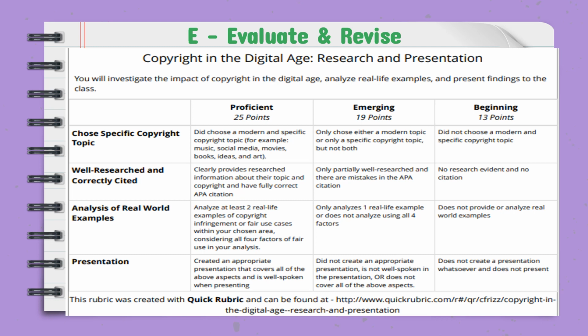And the fourth criteria would be the presentation. They would get a proficient if they created an appropriate presentation that covers all of the above aspects in this rubric and is well spoken when presenting. They would get an emerging if they did not create an appropriate presentation, they are not well spoken in the presentation, or they do not cover all of the above aspects in this rubric. And then they would get a beginning if they did not create a presentation whatsoever and do not present. And I used Quick Rubric to create this rubric.